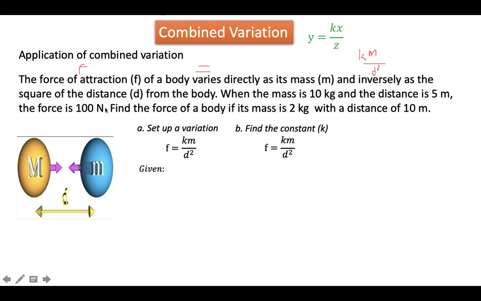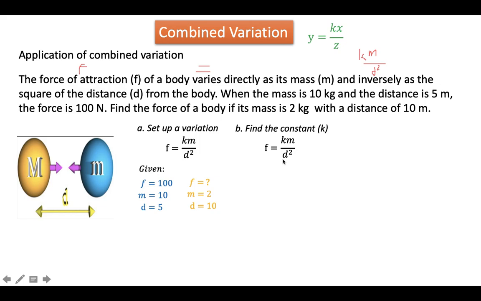Using the same variation, we will find the constant. So let us lay down our given here. The first set of given is the 100 Newton: the force is 100, the mass is 10, and the distance is 5. Then the other given here, find the force, so we're looking for F. Then the remaining given is 2 kilograms for the mass, and the distance is 10 meters. So we are now set to go.